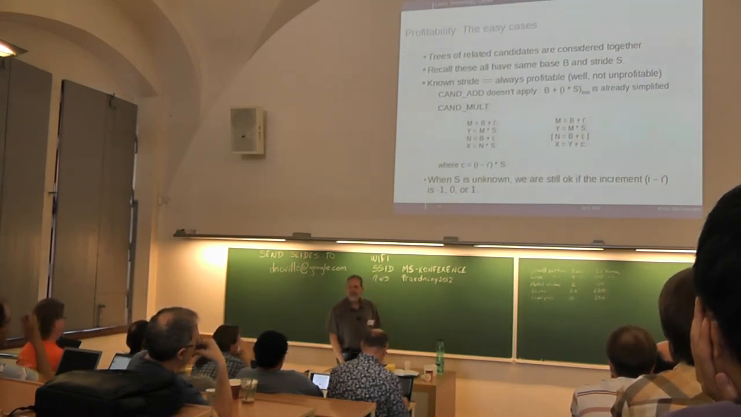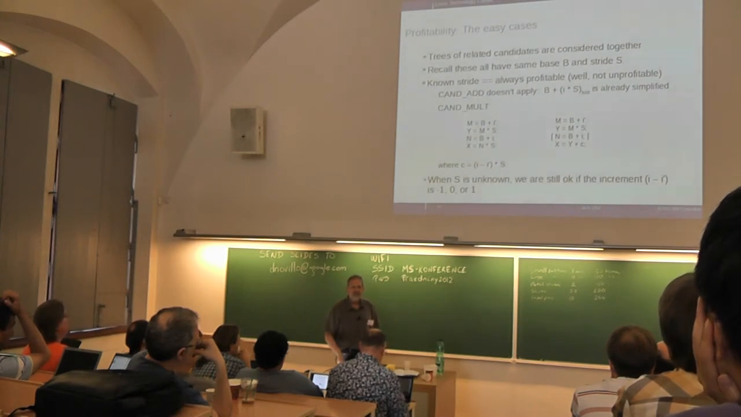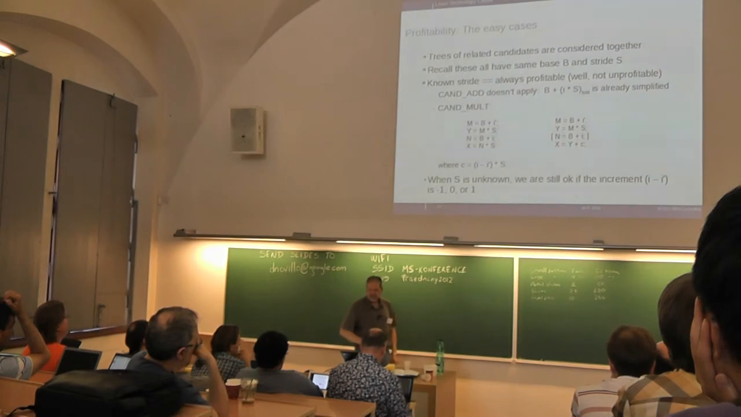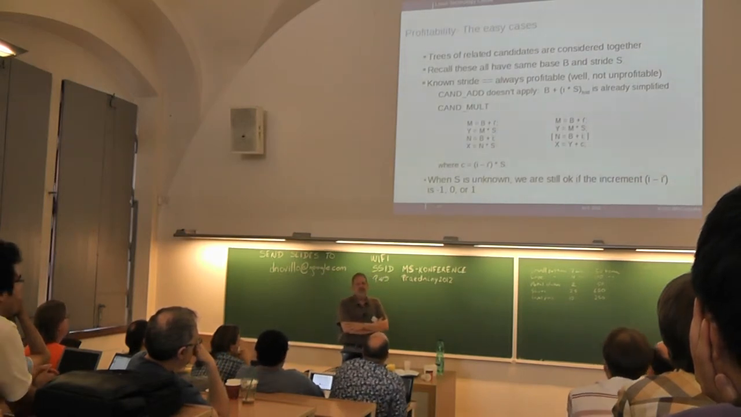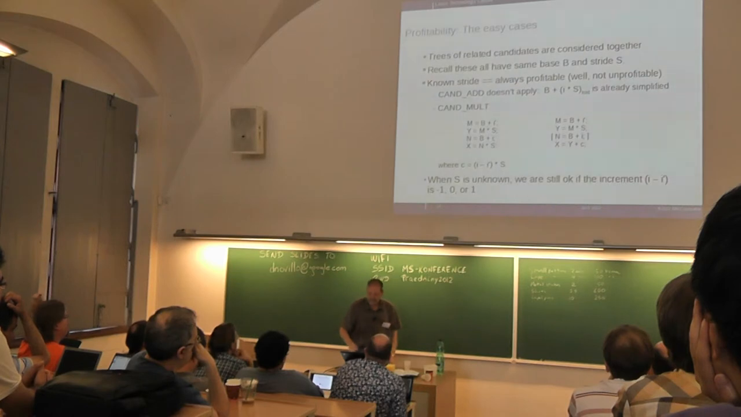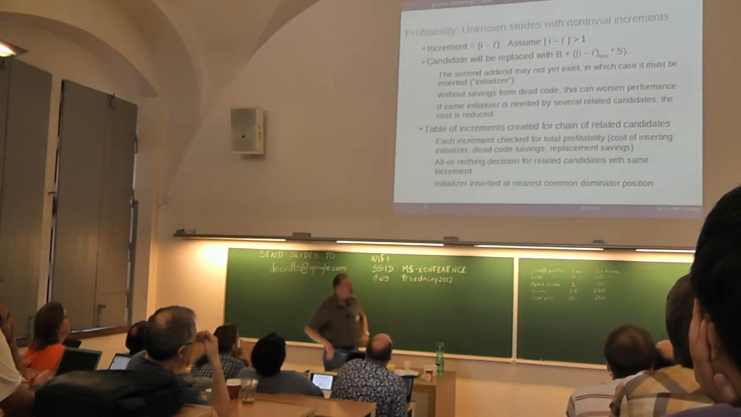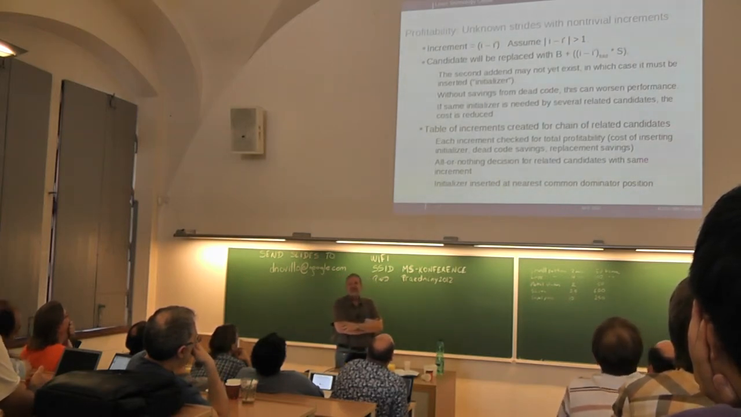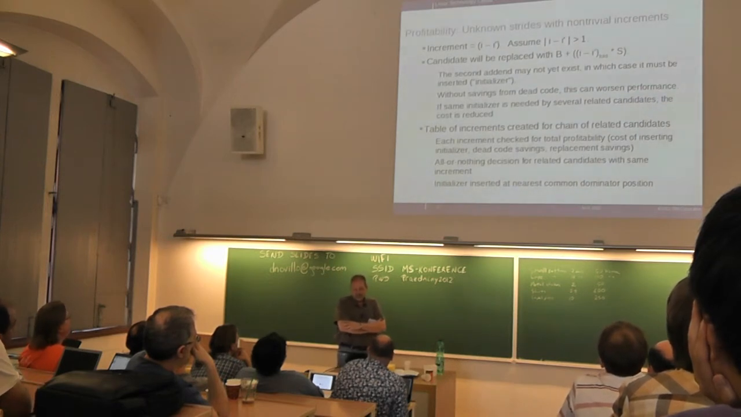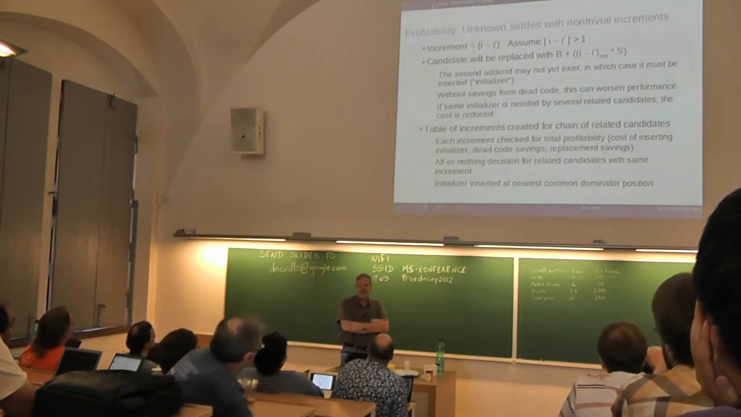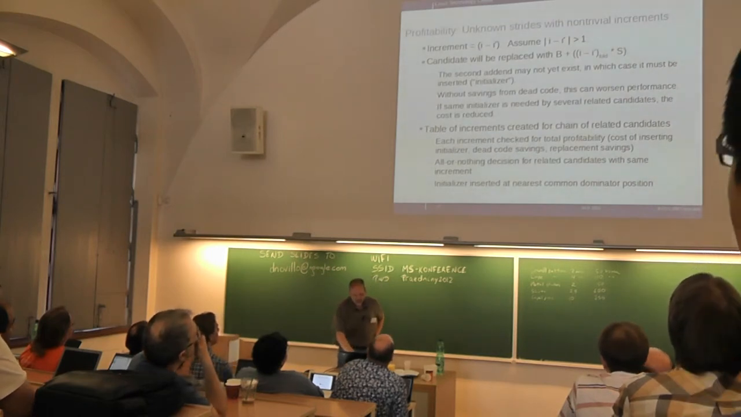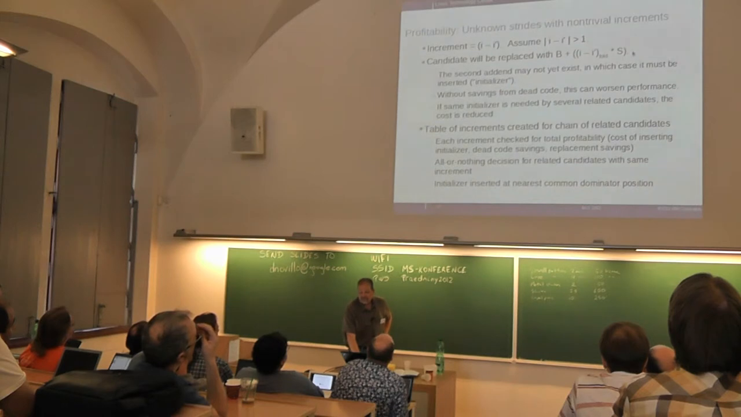Now, suppose that the stride is not a constant. We just see it as an SSA name. We don't know what's in it, but it's the same between us and our basis. Well, if the increment is -1 or 0 or 1, then it's still profitable because we don't need to introduce a multiply. We're just introducing either an add or a subtract. So the case that gets interesting, finally, and maybe something here is interesting in this talk, I don't know, is when the absolute value of the increment is greater than 1. So we're not talking about the easy cases, and the stride is not a known fixed constant. In this case, we're going to replace the candidate with this expression here, but in this case, we're introducing a multiply.